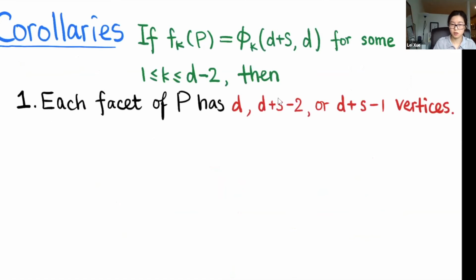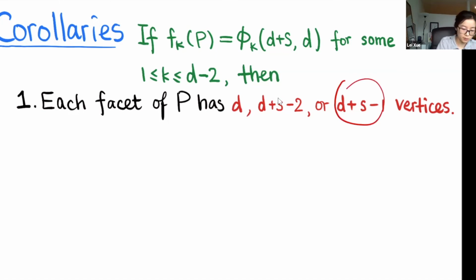That'll give us the first corollary of the previous theorem. It says that if you want the equality to hold for some k between 1 and d minus 2, then the facet should have d plus s minus 2, or d plus s minus 1 vertices. But because there could be other facets that are actually bases, but we're not choosing them as F, that's why we have the third option here.